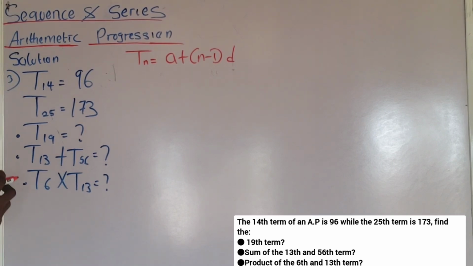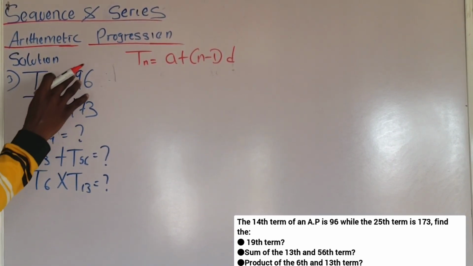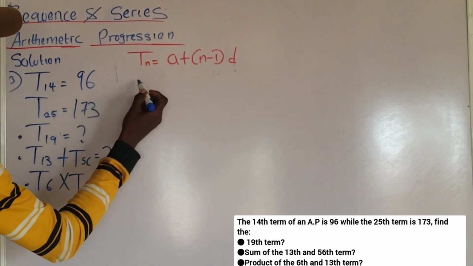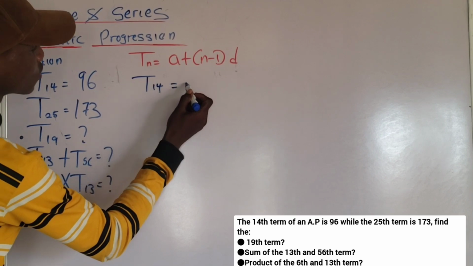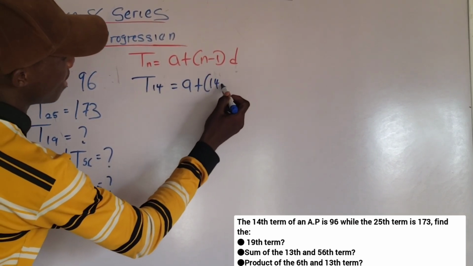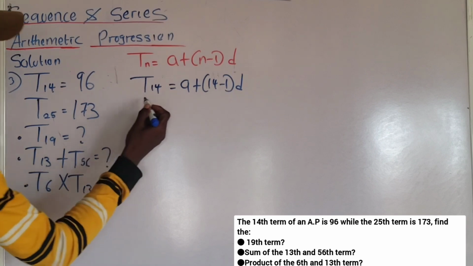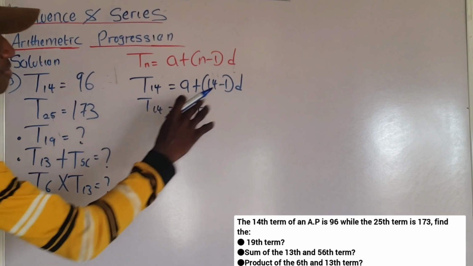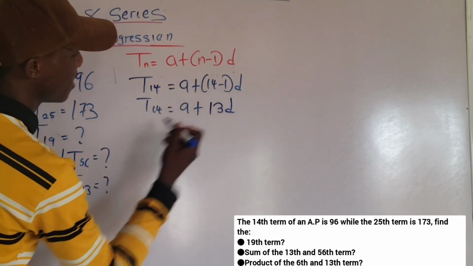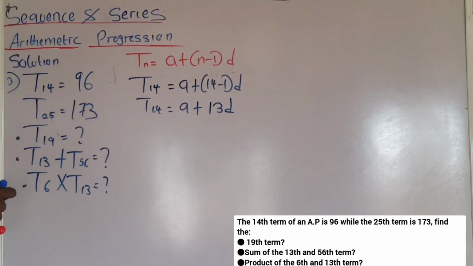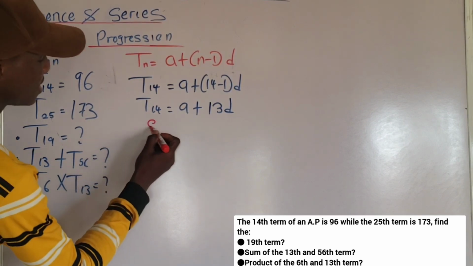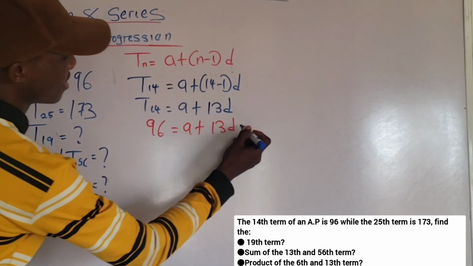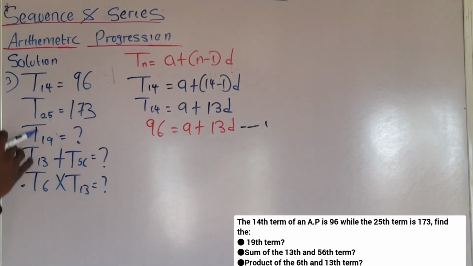Now, we've been given that the 14th and the 25th terms are 96 and 173 respectively. So, that means that I can replace T14. The 14th term is equal to a plus 14 minus 1 multiplied by d. That means the 14th term is equal to a plus 14 minus 1, which is 13, times d, that is 13d. Since I know that the 14th term is 96, I'm going to have 96 equals a plus 13d. Call this equation 1.